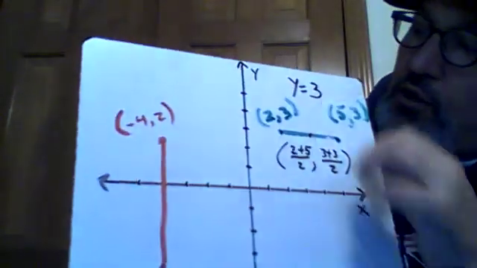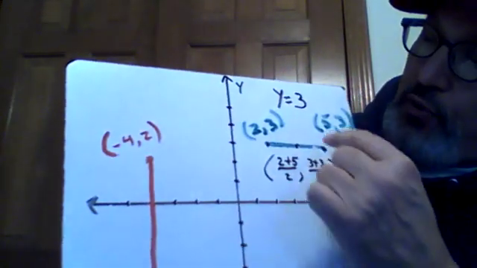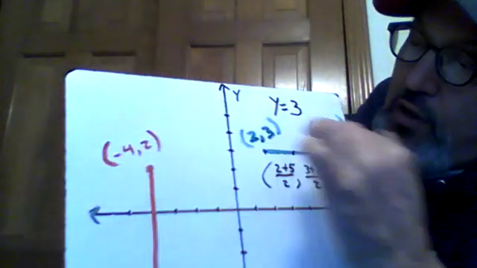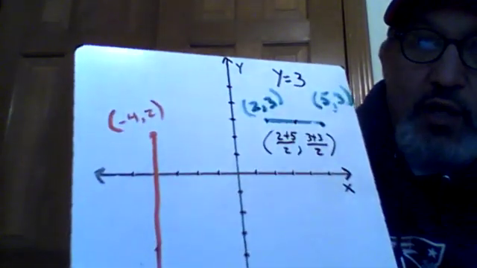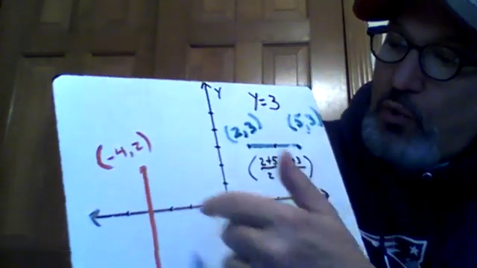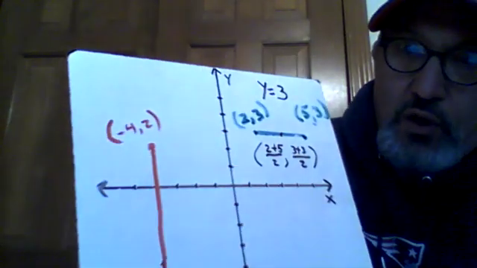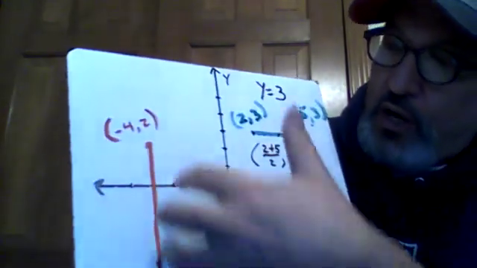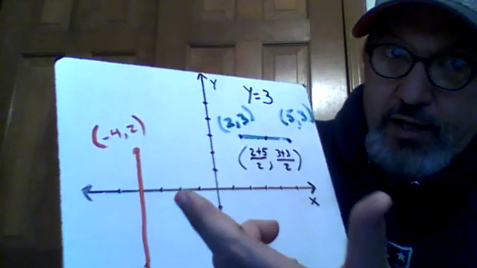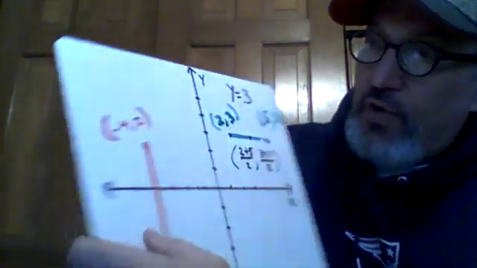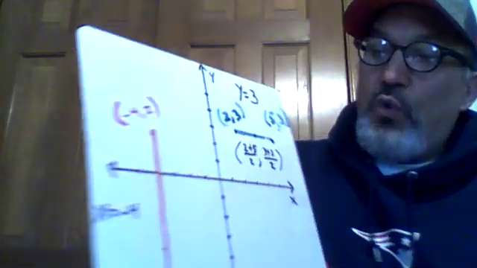In fact, that horizontal line segment that we just looked at is part of the line described by the equation y equals 3, because every point on that horizontal line has a y-coordinate of 3. And in a similar way, this line segment is part of a vertical line, and every point on the vertical line has an x-coordinate of -4. This vertical line is x equals -4.